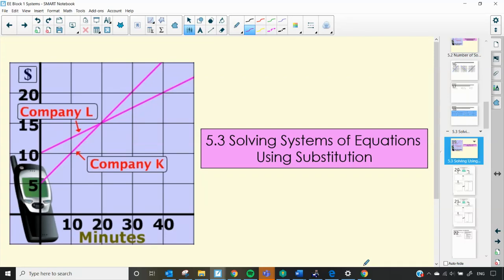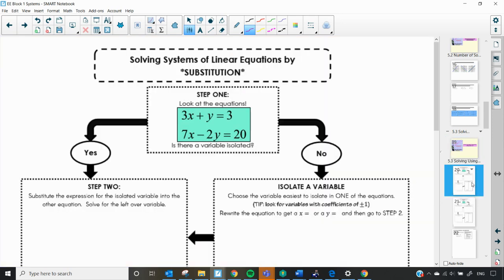Welcome back, guys. Today we're going to be looking at topic 5.3, which is solving systems of equations using substitution. Now, this is one of two algebraic methods that we're going to be using in this unit. With substitution, the ultimate goal is to sub one equation into the other equation and use those to find our missing variables.